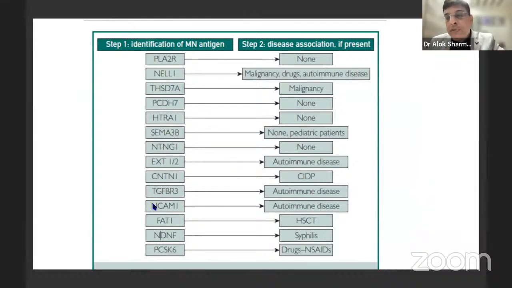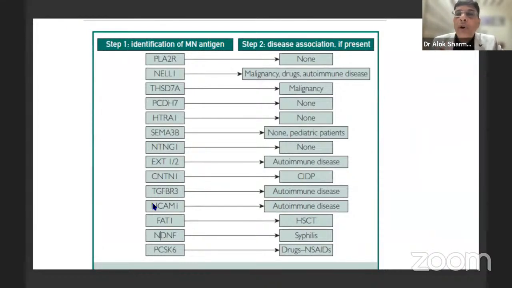So this is the classification which Mayo Clinic has proposed. What it does is a two-step classification. In the sense, the first step is always the identification of the antigen. So you have a biopsy, you do the immunostaining, and then you identify these antigens. Depending on what antigen you have identified, the second step would involve identifying the disease association if present.